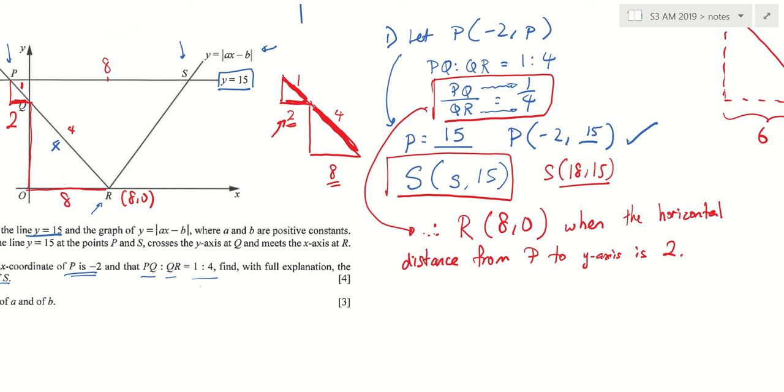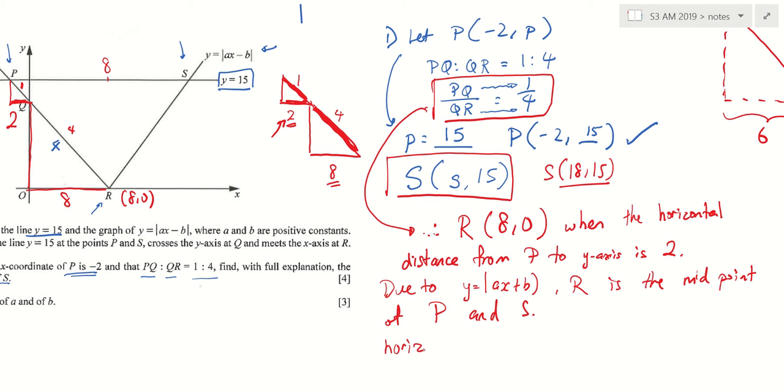Okay, so far? Okay. Now, due to the modulus, it means R is the midpoint of P and S. This sentence is to tell you, because it's the reflection, R is exactly the center between P and S. So your job now is actually to find out what is the horizontal distance from P to R.